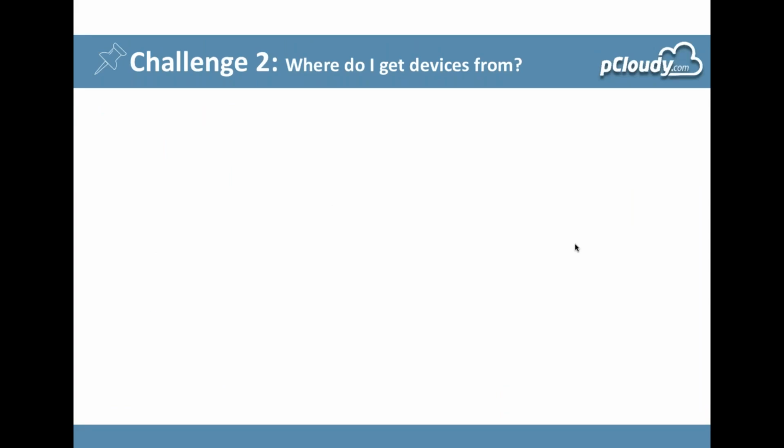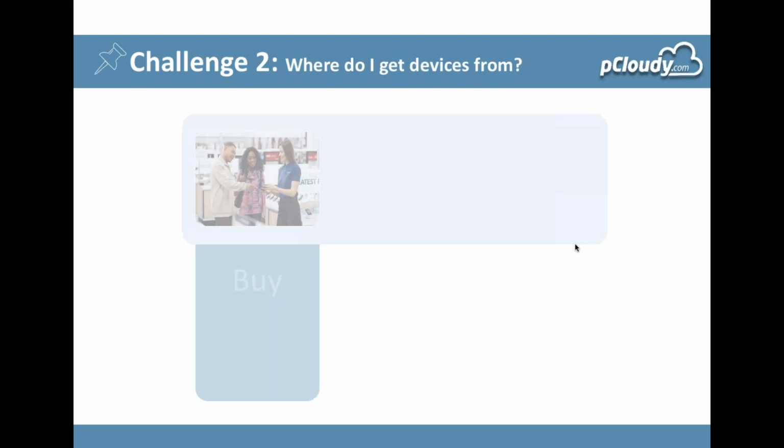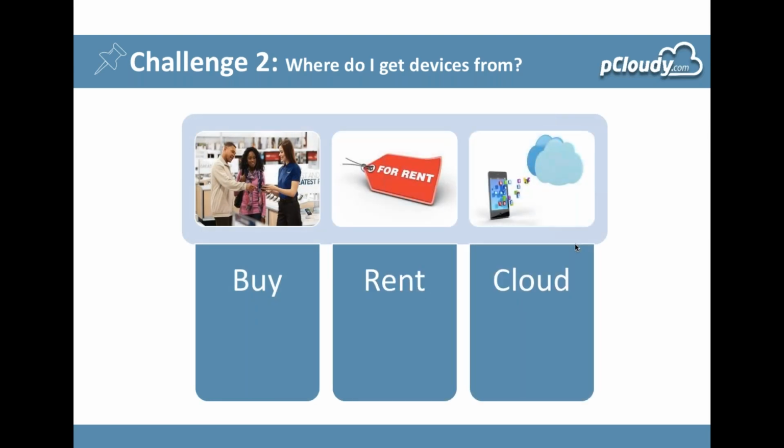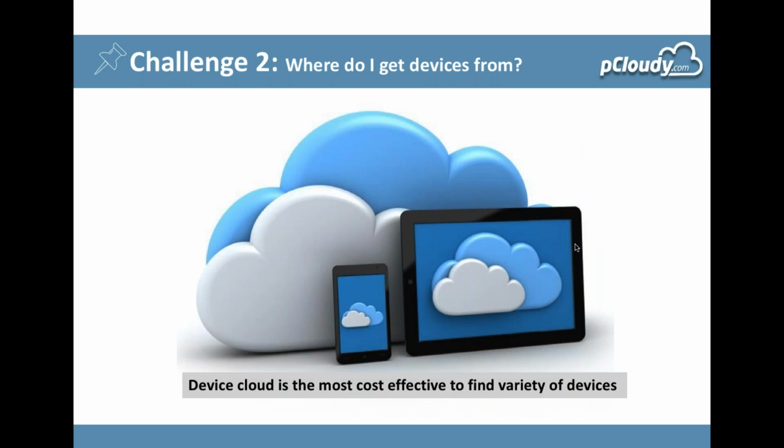You know which devices you should be using for testing, but where do you get these devices from? That's a bigger question. There are various options. You can buy the devices, you can get them on rent, or the third option is to use a cloud. There are several studies, reports and case studies which clearly prove that device cloud is the most effective way of finding a variety of devices. Not only is it cost effective, it's scalable, and it fits well in your testing strategy.